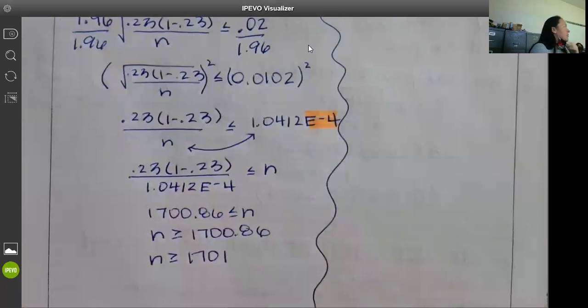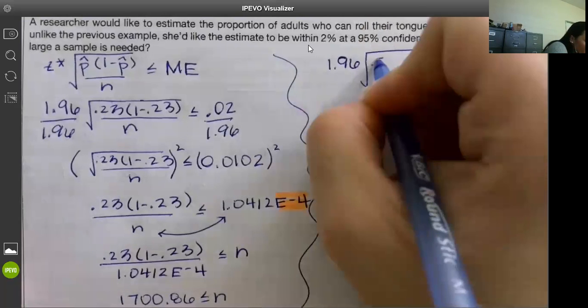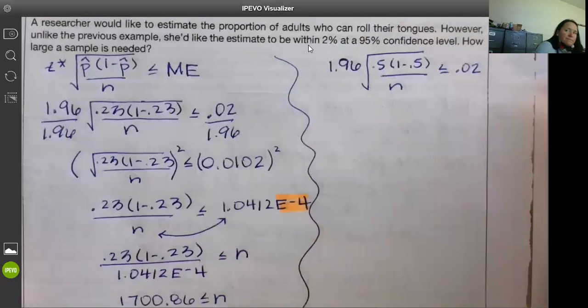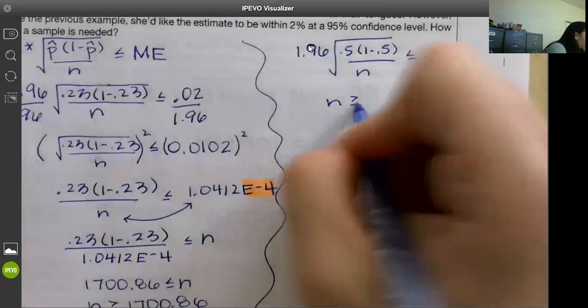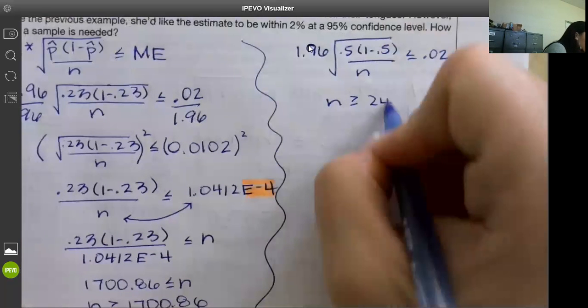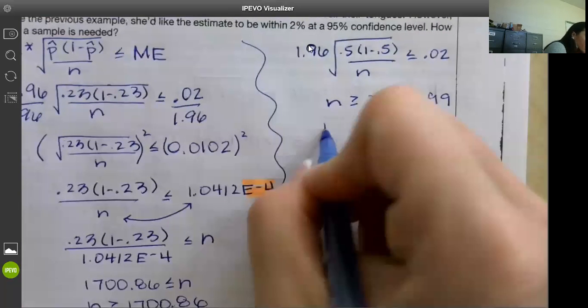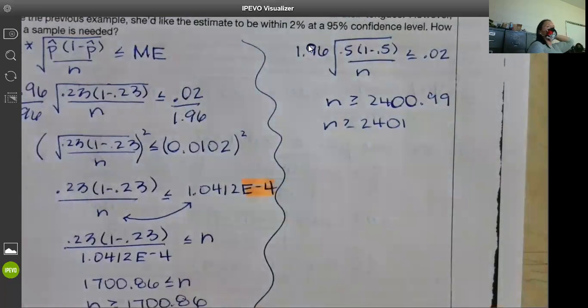And again, it's because it asked about the previous problem. But because they didn't give you a proportion in this, if it's a brand new problem and they don't give you a proportion, you're going to use 0.5. So it'll be the same work. You'll have 1.96, except this is going to be 0.5, 1 minus 0.5 over n, less than or equal to 0.02. You'll go through the same exact steps, and you'll get n is greater than or equal to 2400.99, which means that the sample size would have to be 2401, greater than or equal to 2401.